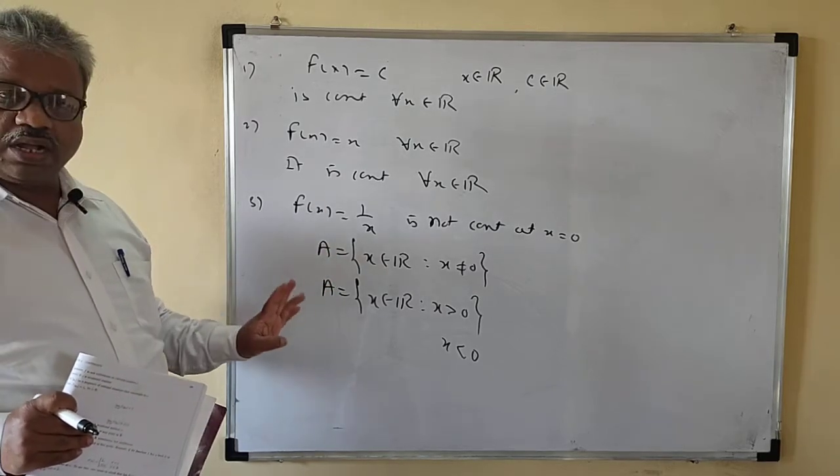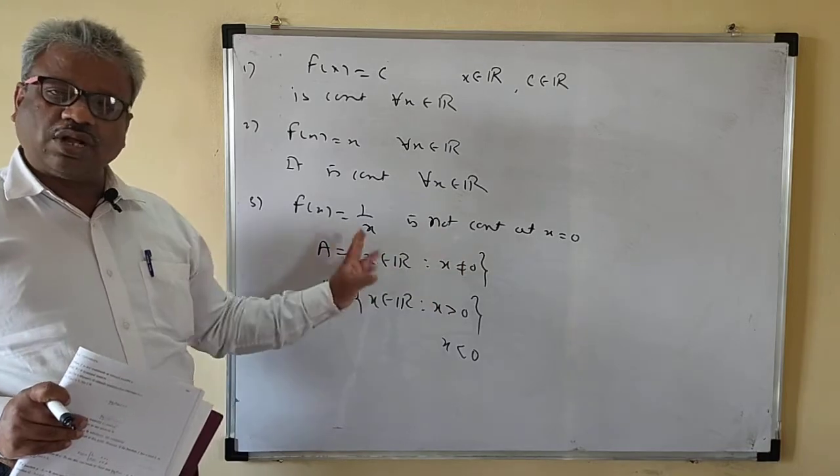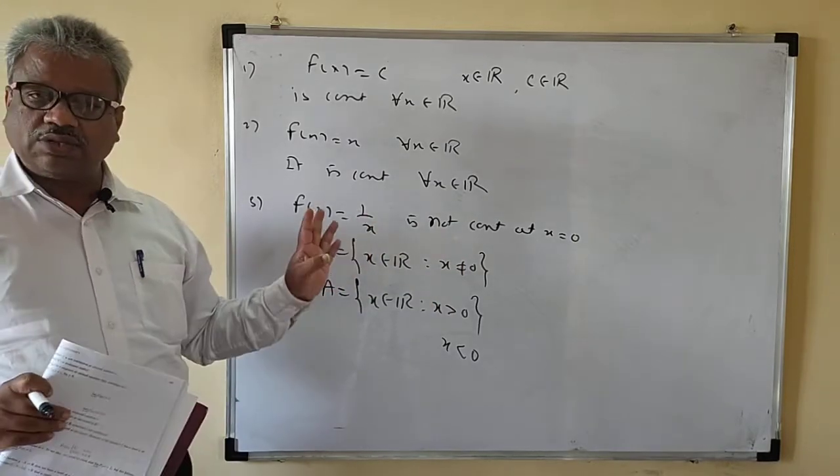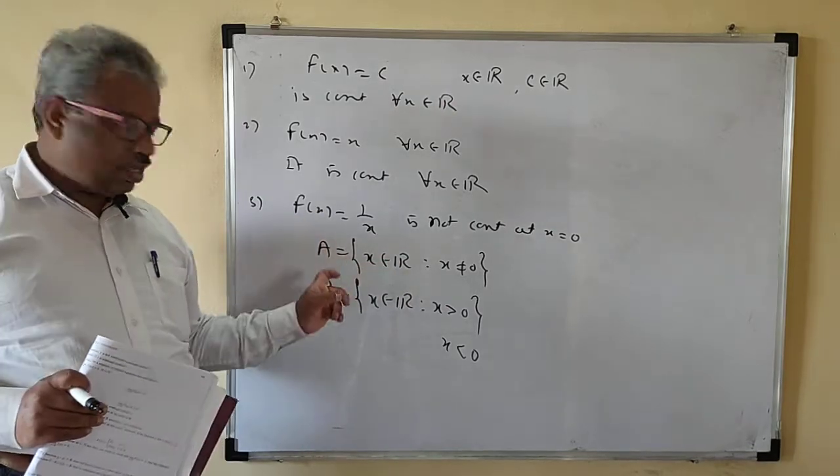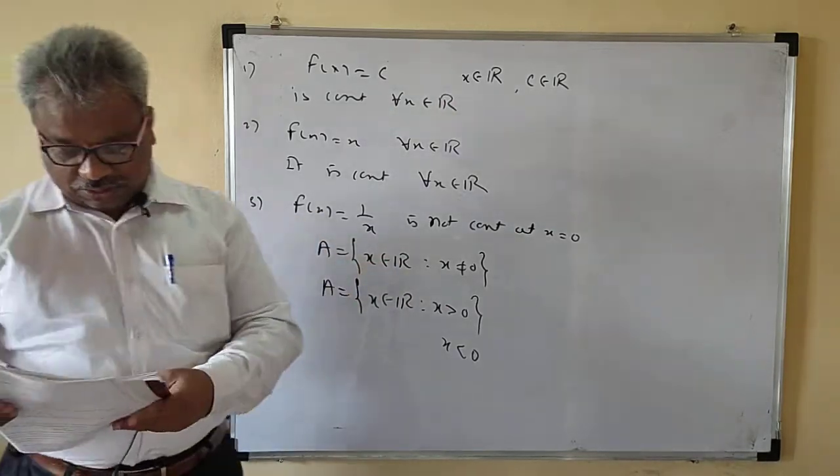Now if your domain is like this, then the function will be continuous. Because in your domain x is not equal to 0. This function is not continuous at x equal to 0, but x equal to 0 is not in the domain. So that means it is continuous everywhere in this domain. Okay, so note this.